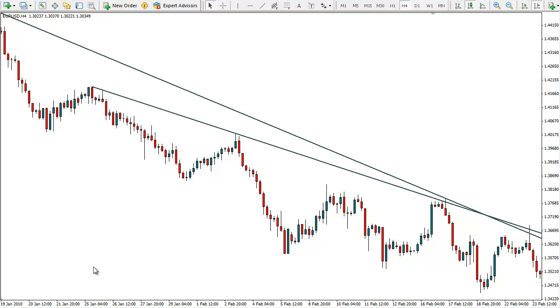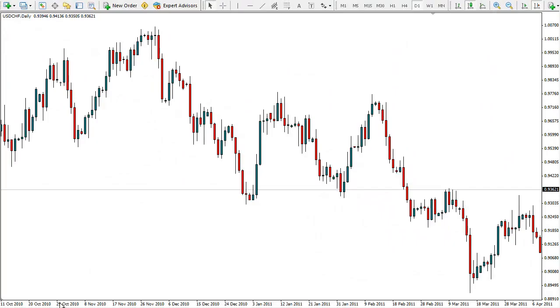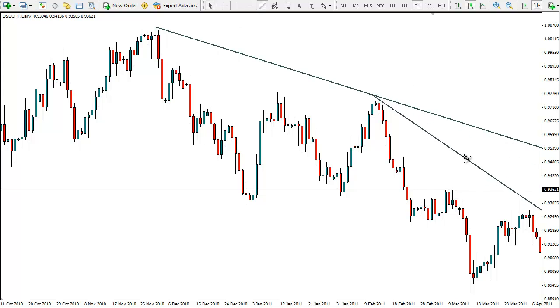Okay, let's go take a look at a different chart and see what this looks like on something like the dollar franc, the pound dollar, or the dollar yen, for example. Okay, so here we have the dollar franc chart. Now again, what we're looking to do is contain our price action. So we've got a couple of things that we can do here. First of all, we've got this trend line in here, like so. Secondly, we've got this trend line that we can draw in over here.